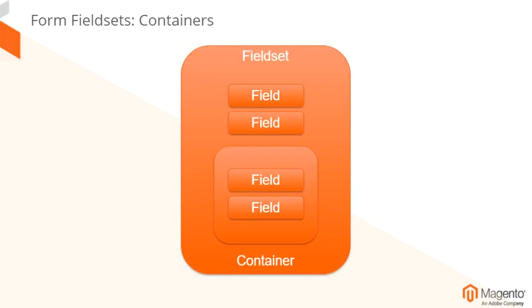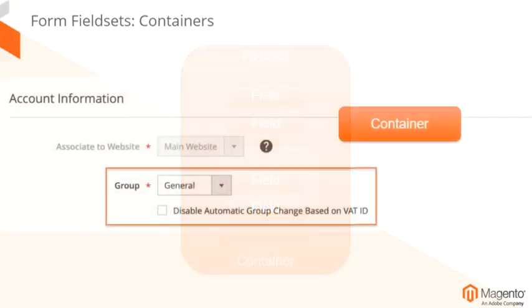The role of a container is to group multiple fields inside of a field set. The next slide provides an example of when containers could be useful. You can see two fields grouped here, the drop-down General and the checkbox Disable Automatic Group Change based on VAT ID. Both are contained within the same label, Group.